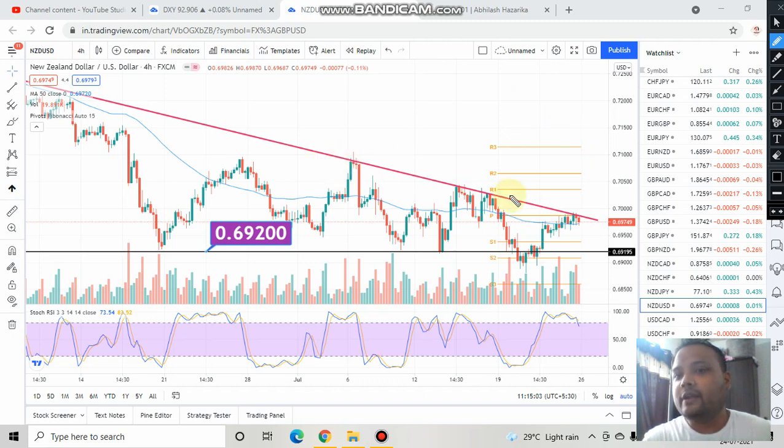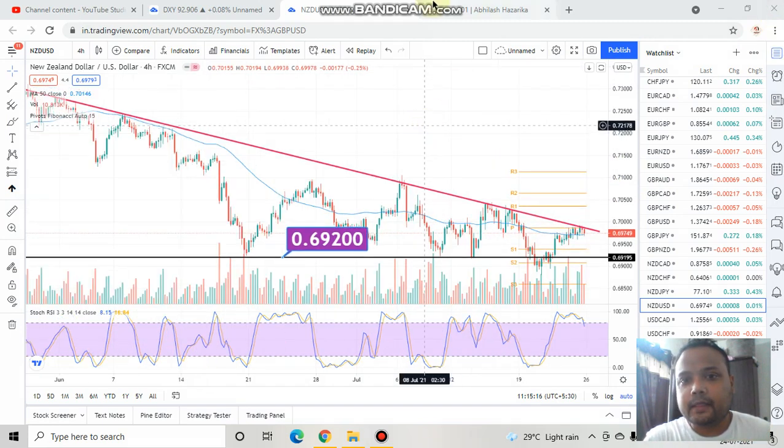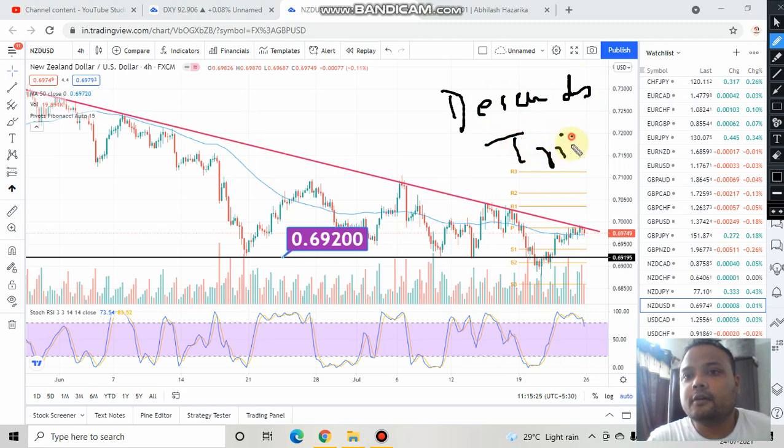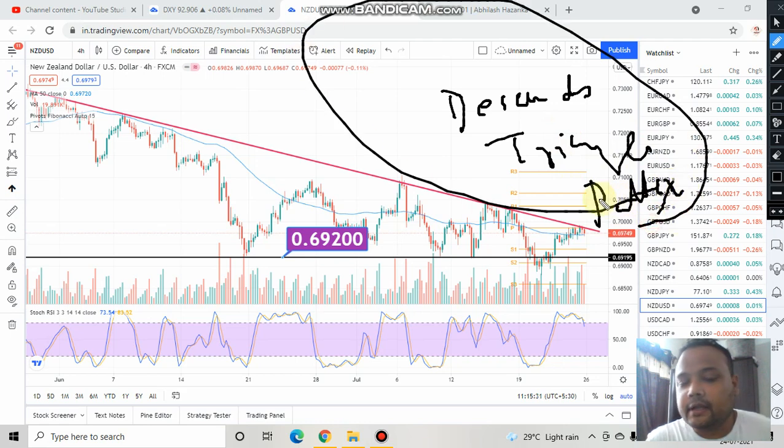And if we look at the trend line here, there is no doubt that this trend line is acting as a resistance for the market. So one thing, apart from this trend line, that we should know is that this is also a descending triangle pattern. Okay, in descending triangle pattern, there is a good possibility that market will cross this level.